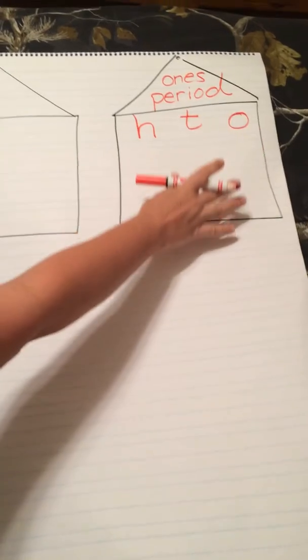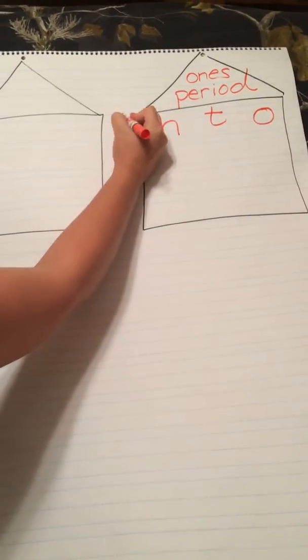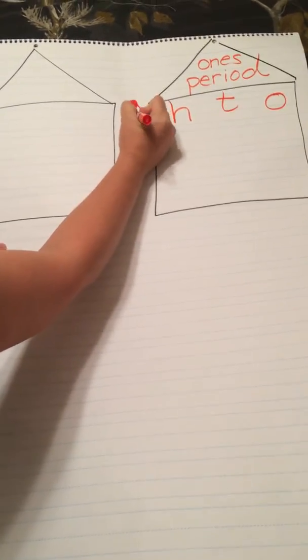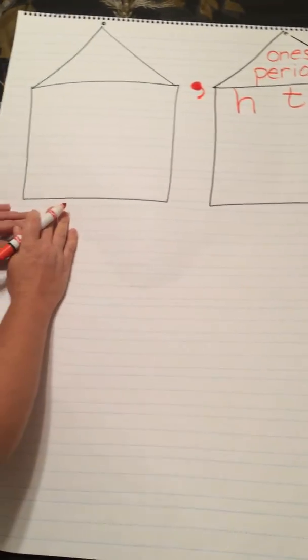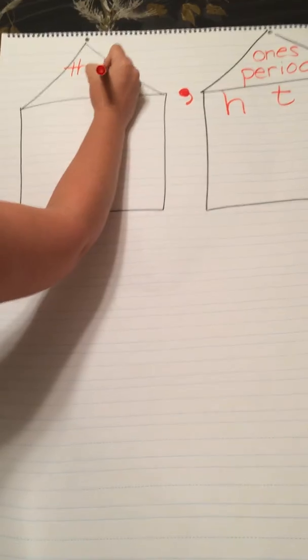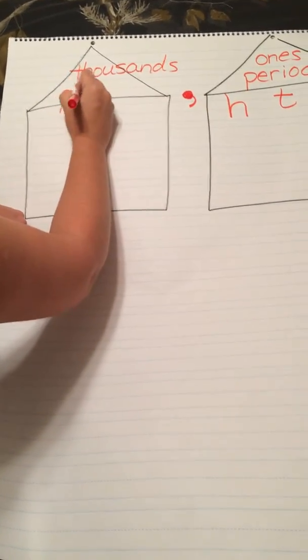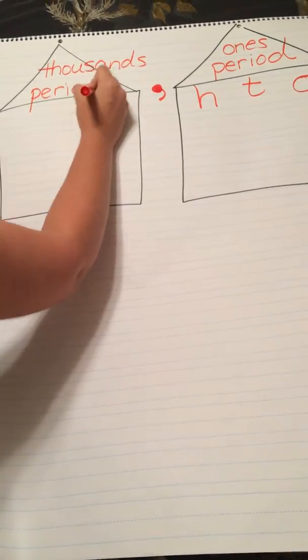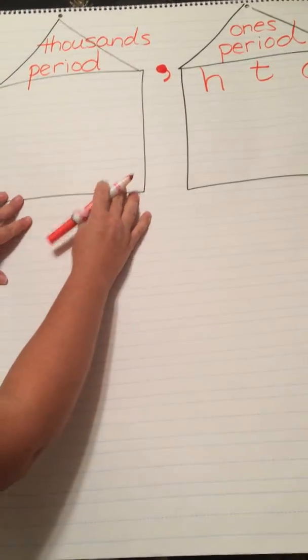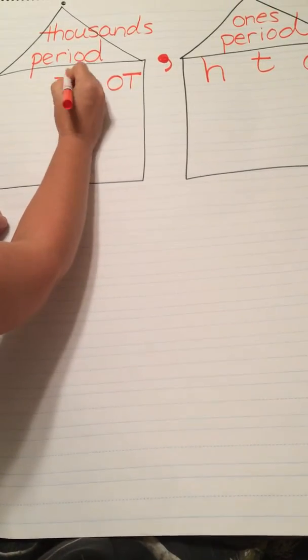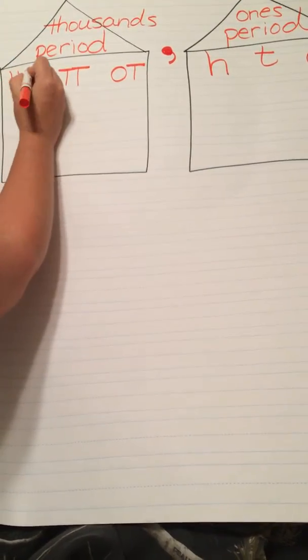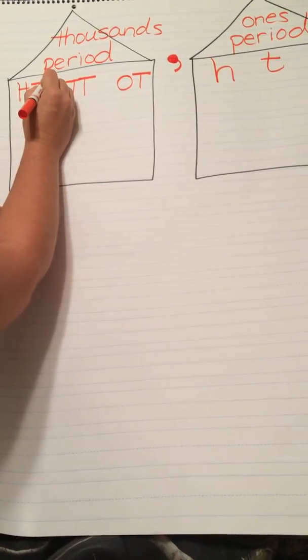We must separate this house from the next house by using a big mama comma. We label this house the thousands period. Inside the thousands period, we have the thousands, the ten thousands, and the hundred thousands.